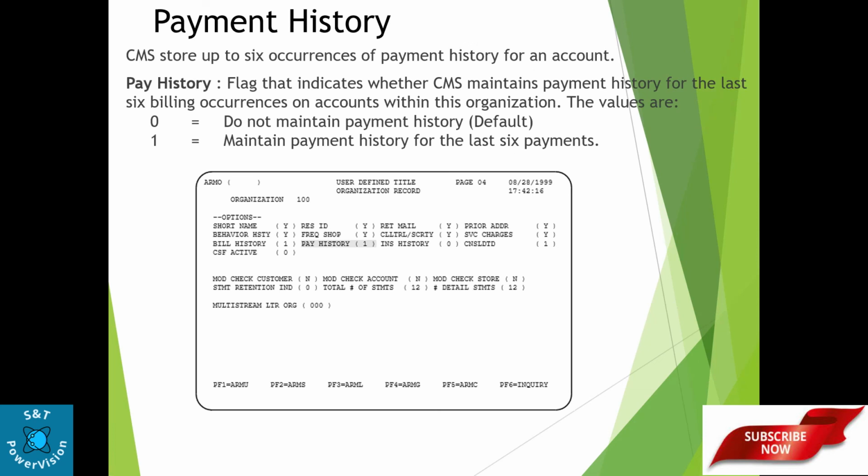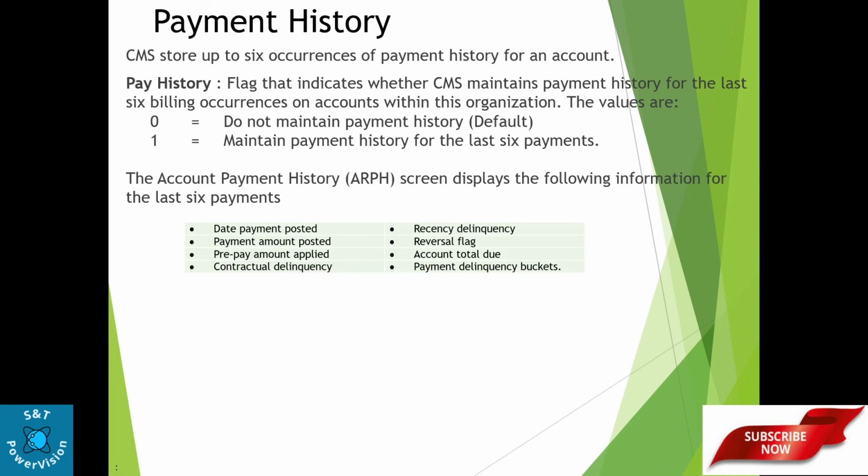Here, payment history. CMS stores up to 6 occurrences of payment history for an account. Pay history means a flag that indicates whether CMS maintains payment history for the last 6 billing occurrences on accounts within the organization. The values are 0, do not maintain payment history, and 1 means maintain payment history for the last 6 payments.